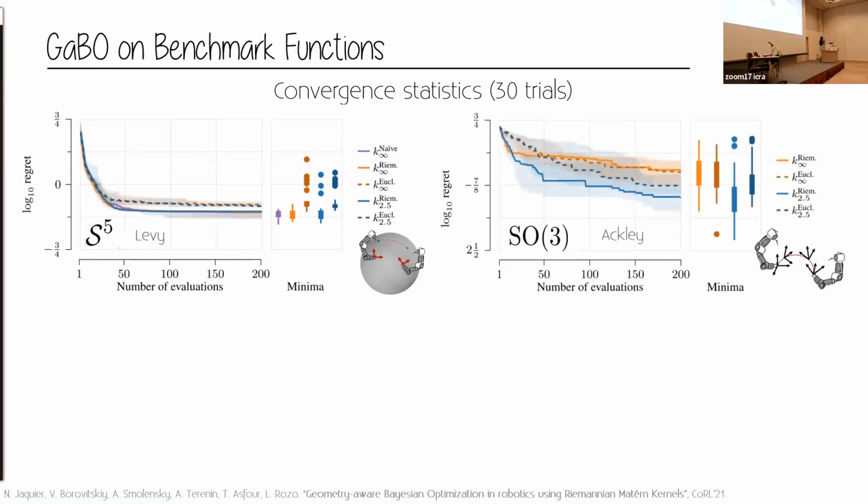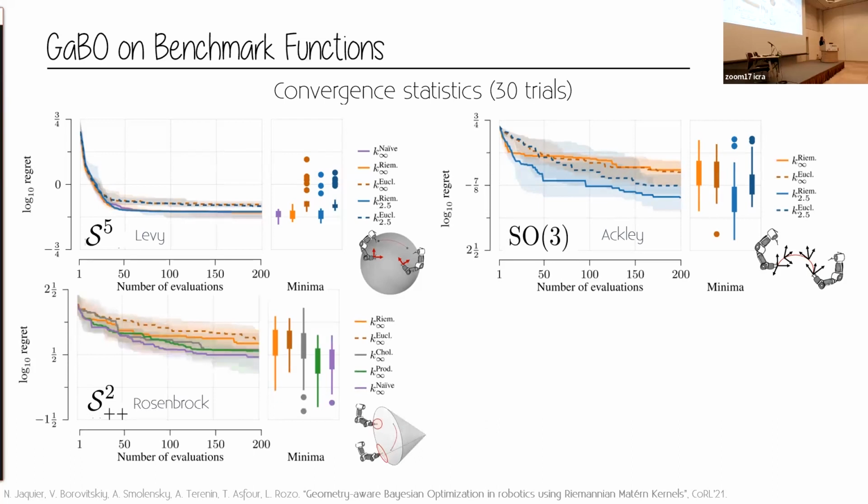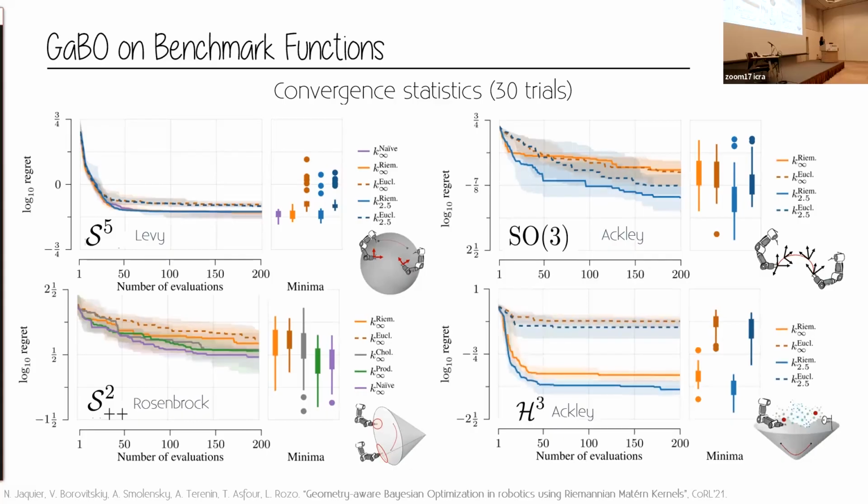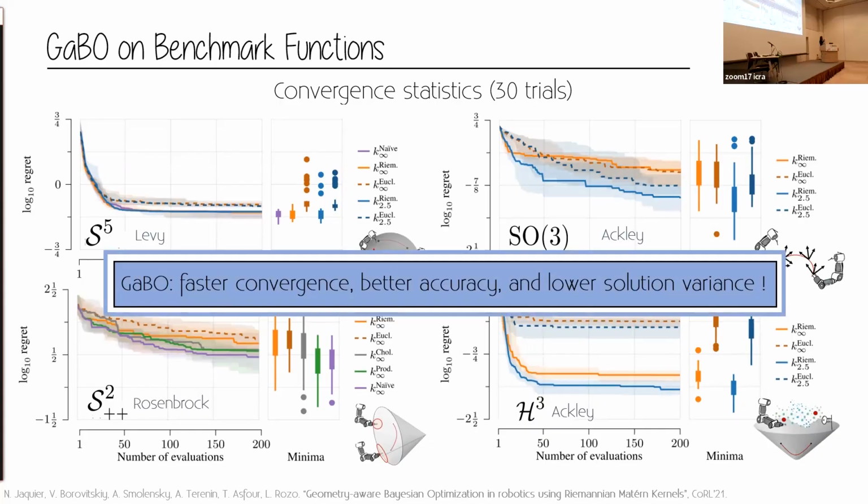Here we have some convergence on SO3, and you see that again the Riemannian kernel is the one performing the best. Again on the symmetric positive definite matrix manifolds, here we have a case where the naive approximation again performs properly. And finally on the hyperbolic manifold, here you see a very clear difference between Euclidean and Riemannian optimization. So basically considering the geometry of your data for this problem leads to faster convergence, better accuracy, and lower solution variance.